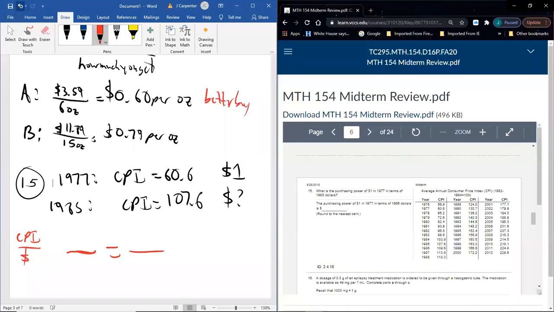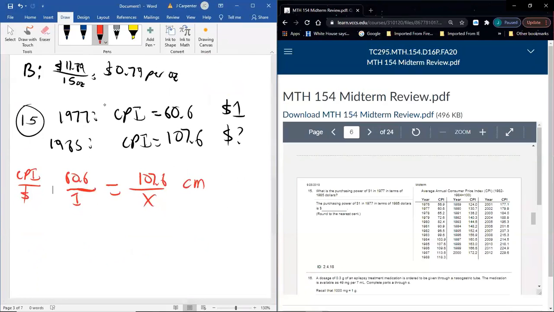Now you've got to compare year to year. It can't use the 1977 CPI and the 1985 dollars. So I've got to go 60.6 over the one, sorry. I was about to do it like a proportion table, which would have been fine. It just wouldn't have been to this standard. Over the dollar amount, which is $1. And then we're going to set that equal to 107.6 over x. We will CM, which means cross multiply, which will give us 60.6x equals 107.6.